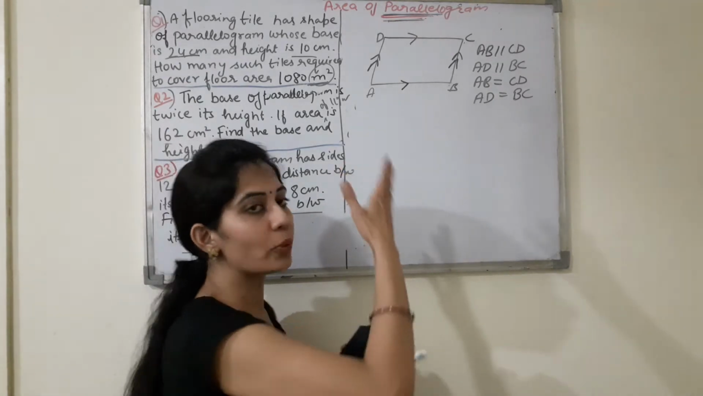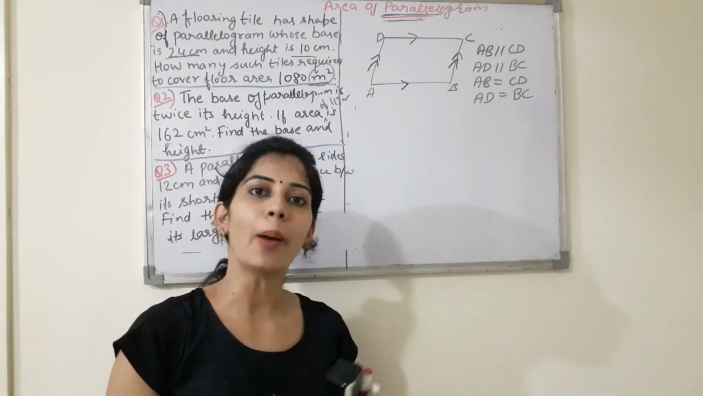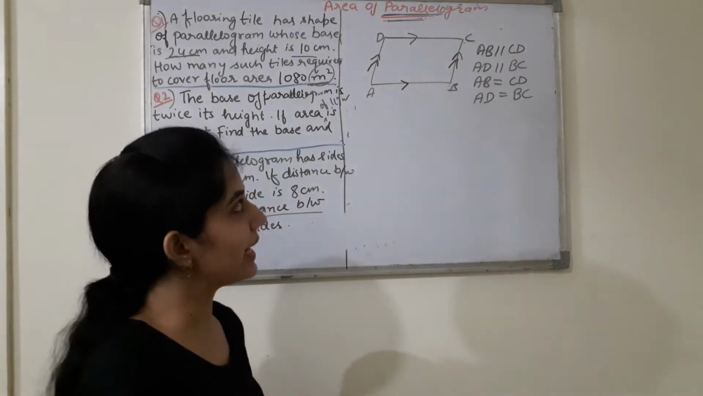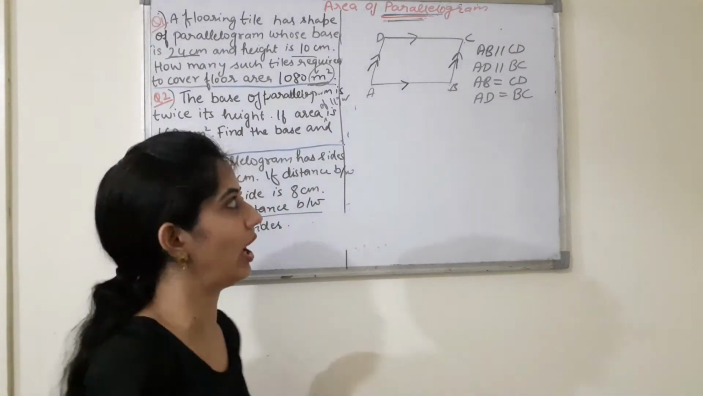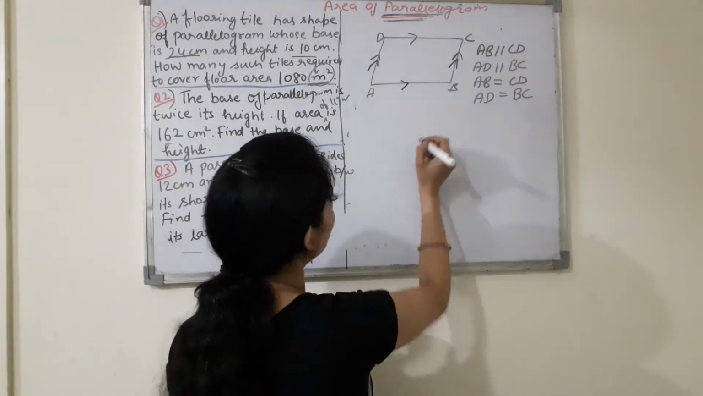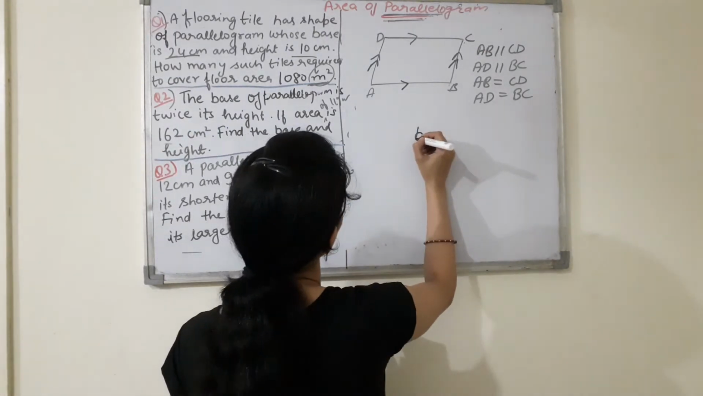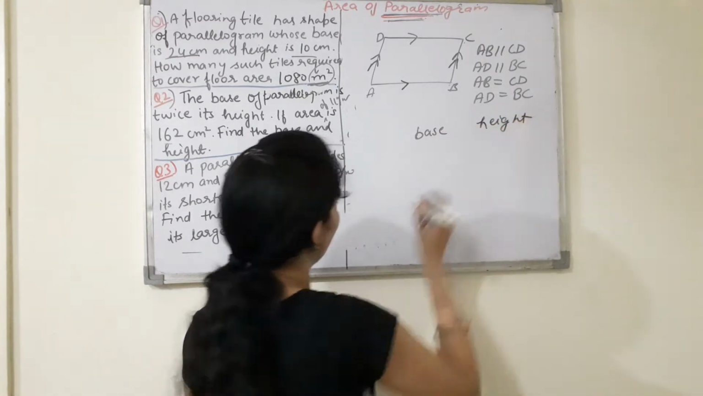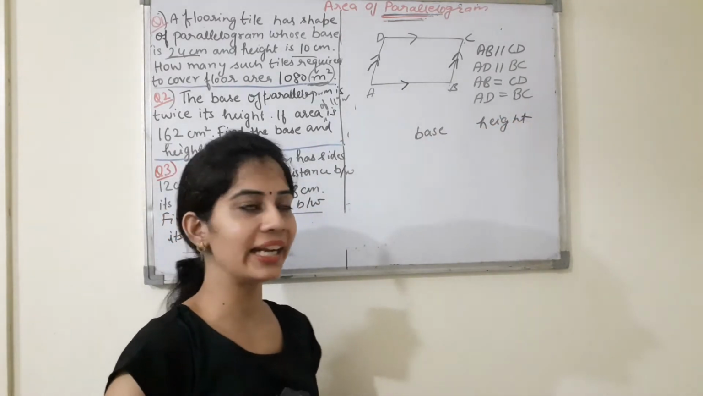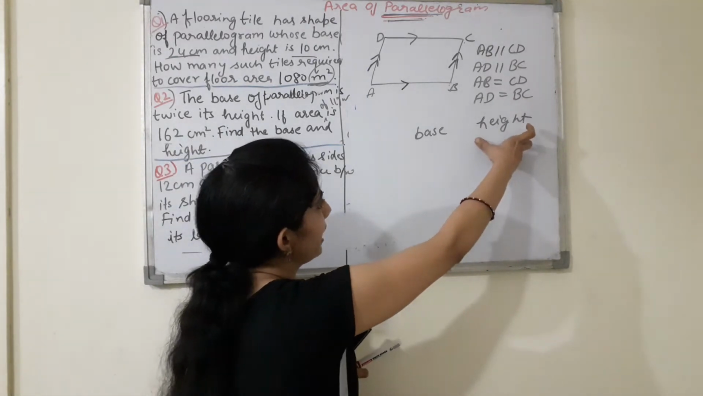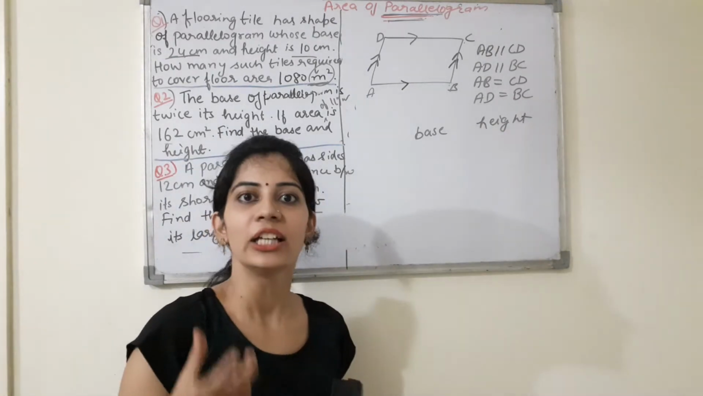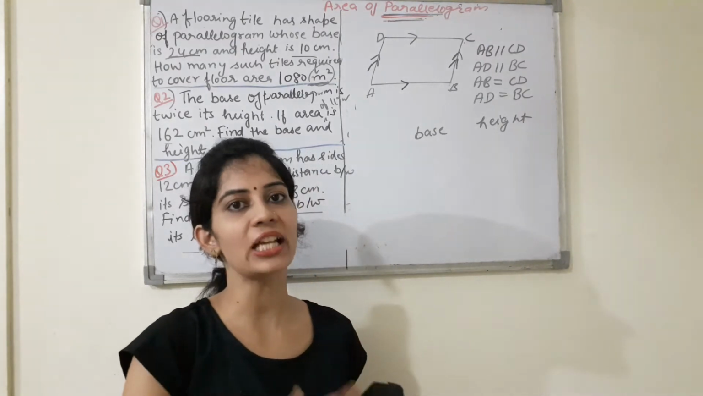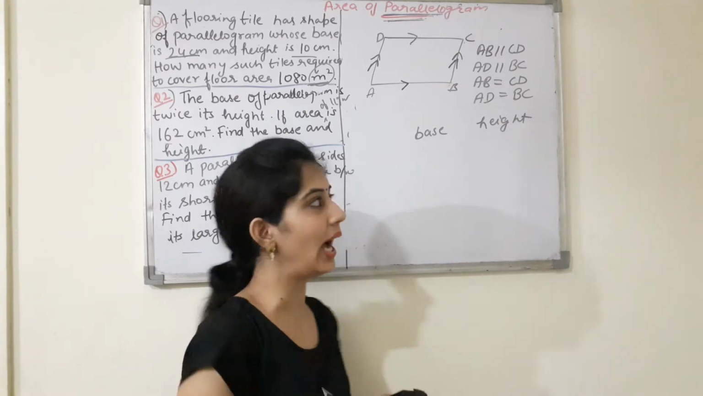And as the opposite sides are equal, the opposite angles will also be equal. Now the next thing that you should know about the parallelogram. For this we have two terms, first is base and second is height, right? Now what are these base and height? See, first I will explain height. Height is the perpendicular drawn from any vertex to its opposite side, right?